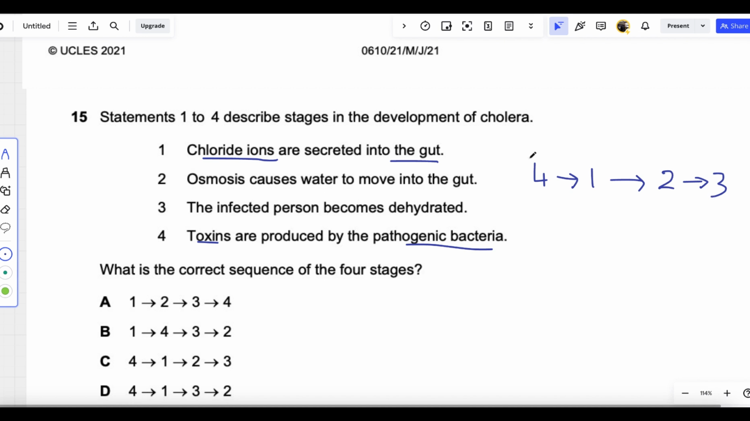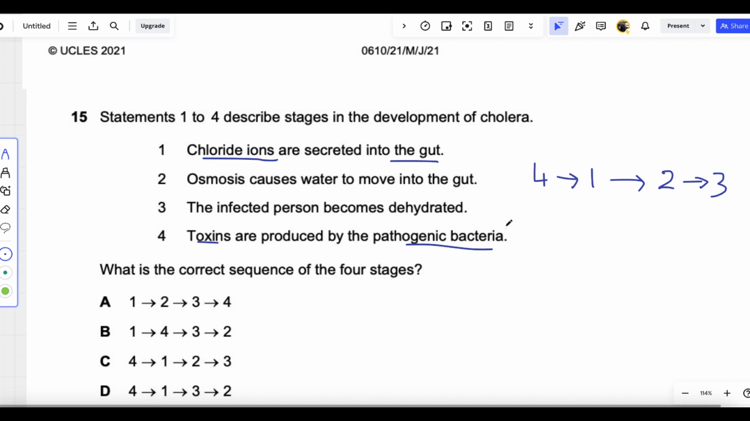So the first step is the toxins are produced from the bacteria in that water you're about to drink. Number 2 is that chloride ions will be secreted in that water you're about to drink. Number 3 is that the osmosis process will help the water to move into your gut. Number 4 is that you become dehydrated after you've drunk the water. So these are the four processes.